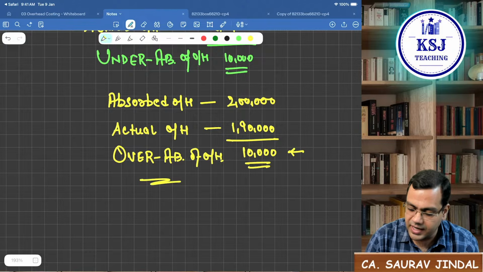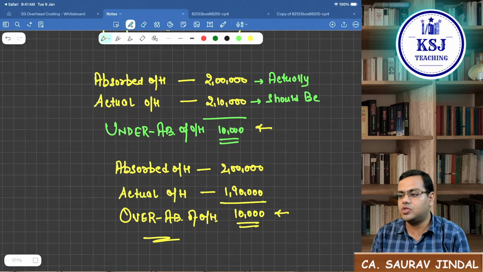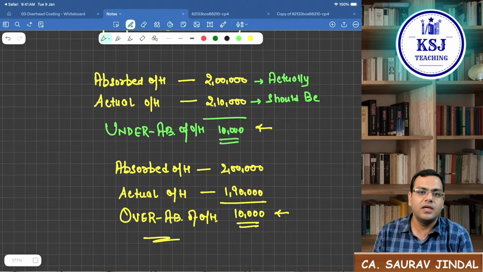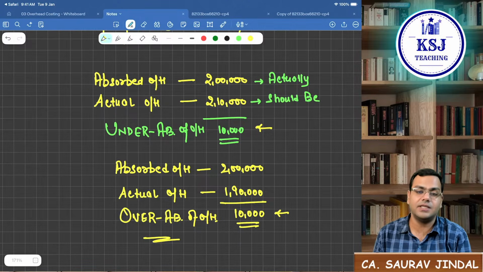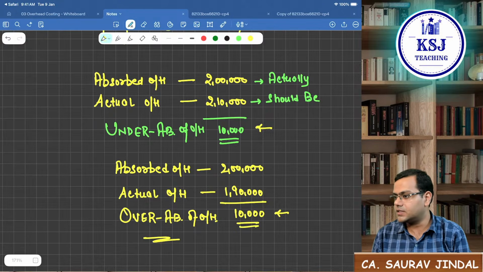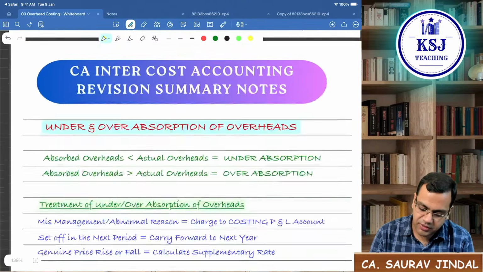Right? This is called over absorption. This is called under absorption. So if your absorbed overheads are less than actual, it is under absorption. If your absorbed overheads are more than actuals, then it is an over absorption of overheads. Is the concept clear? What is under absorption and what is over absorption?